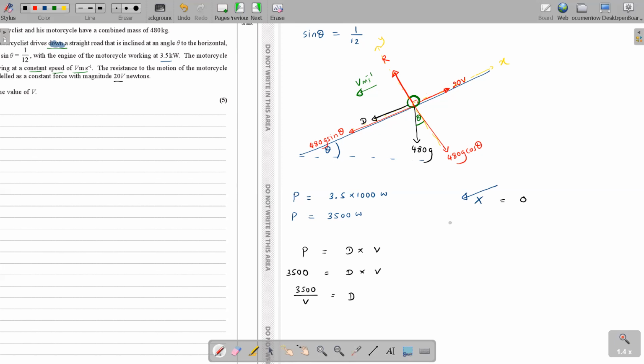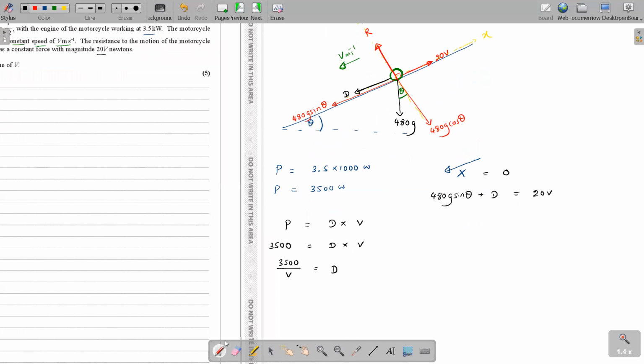So downwards I have 480G sin theta, plus the driving force. These two are acting down, and they are in balance with the resistive force 20V. So 20V is able to handle both of them. These two are equal on either side, so there is no unbalanced force. The object goes with constant velocity because there is no unbalanced force. Can you all understand?